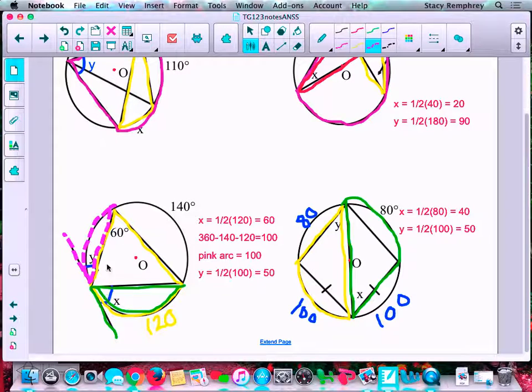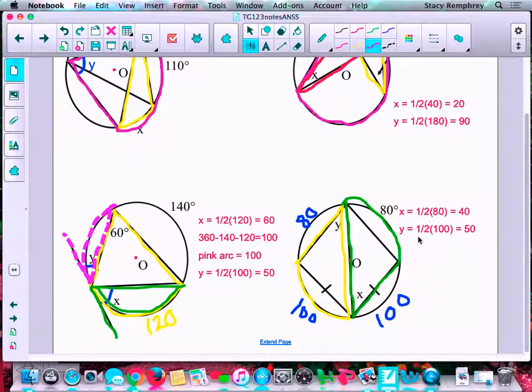In the end, though, I found because the yellow angle was 60, it intercepts this yellow arc, which is 120. X also intercepts that same arc. You can kind of see the green and the yellow are exactly the same arc, and x is equal to half of that, and x is the angle between the chord and the tangent, so x is equal to 60. To find the arc over here, this pink arc, I did 360 and I took away the 140 and the 120, and I got that the pink arc is 100 and y is equal to half of that, which is 50.